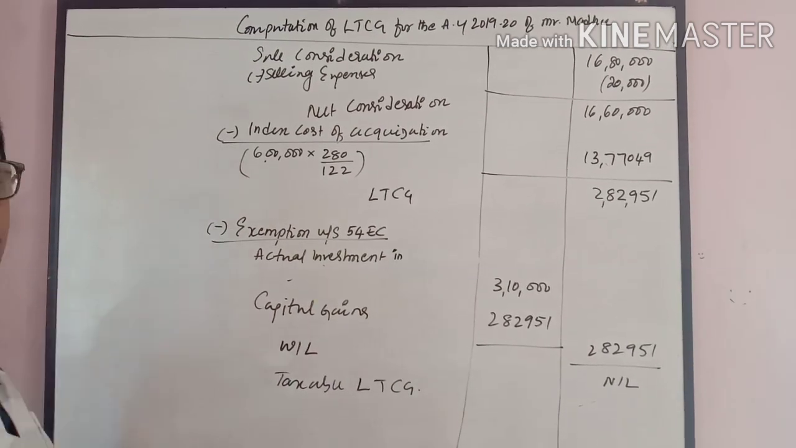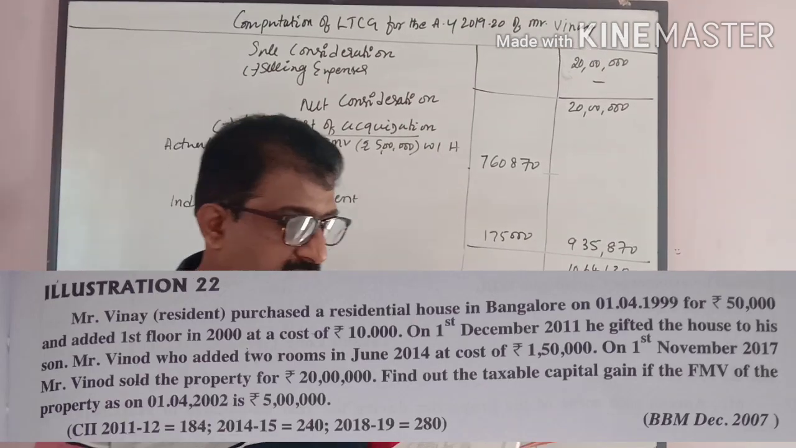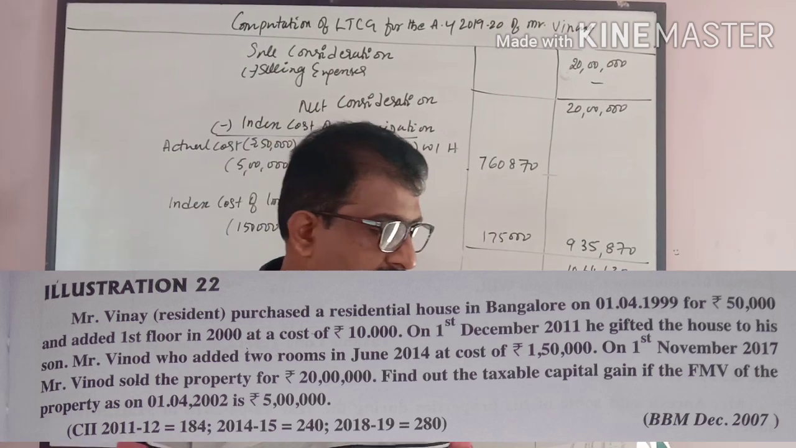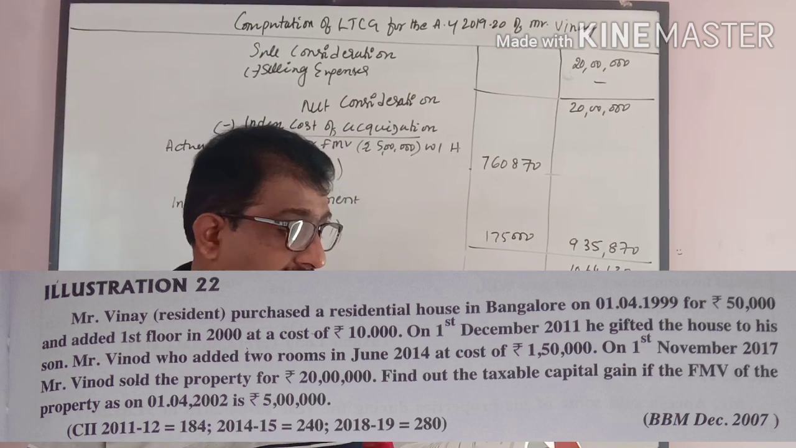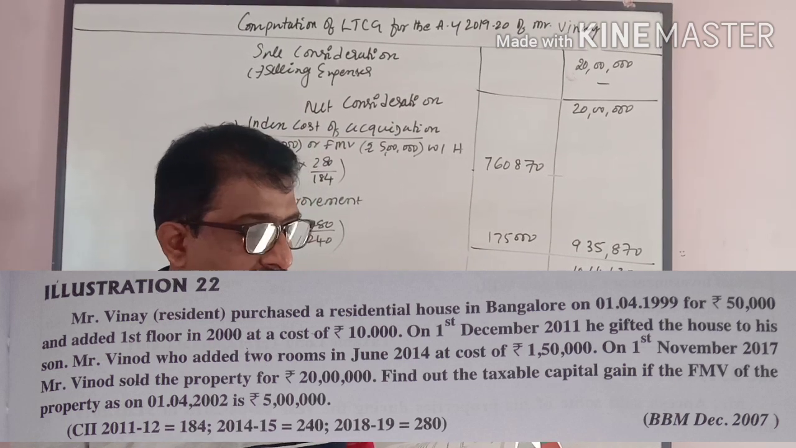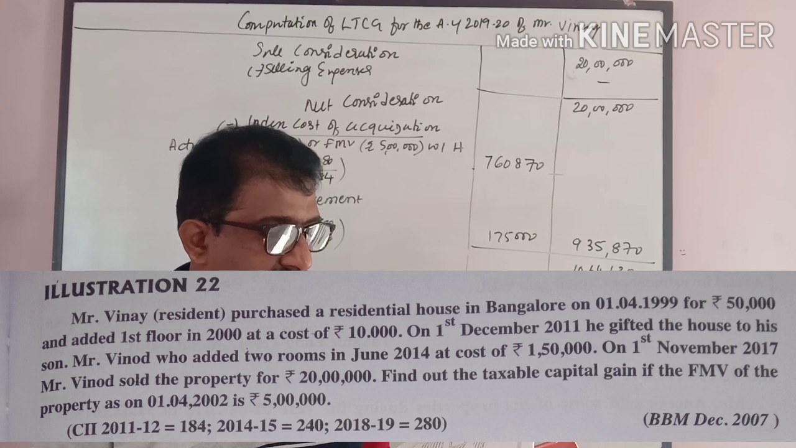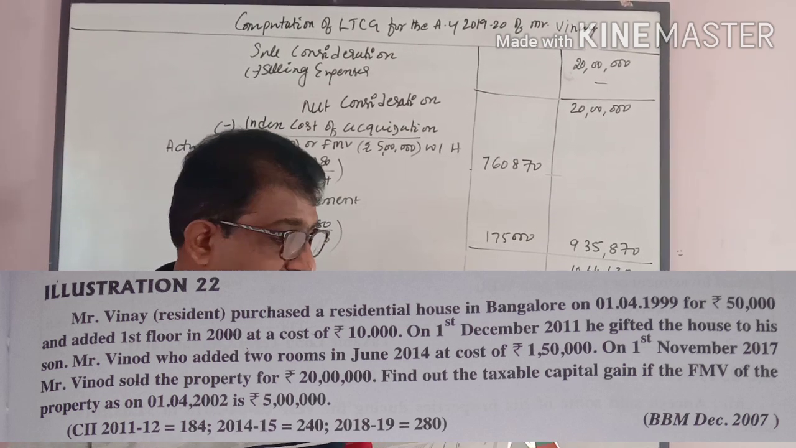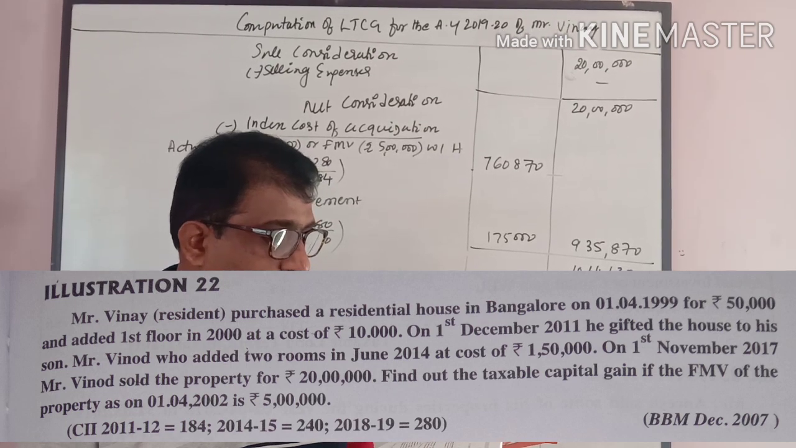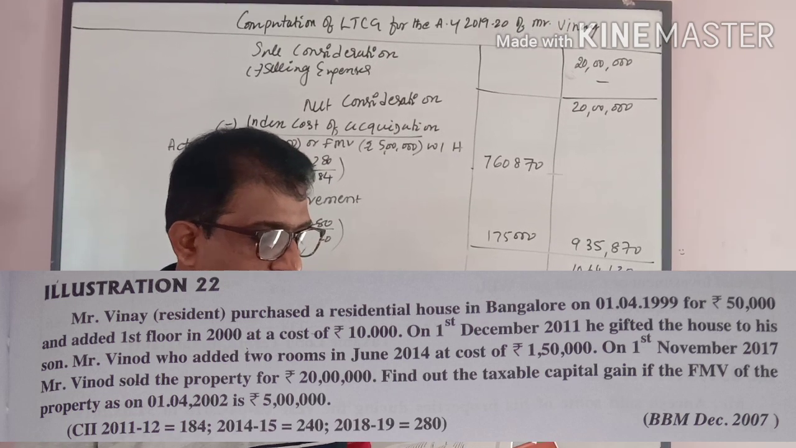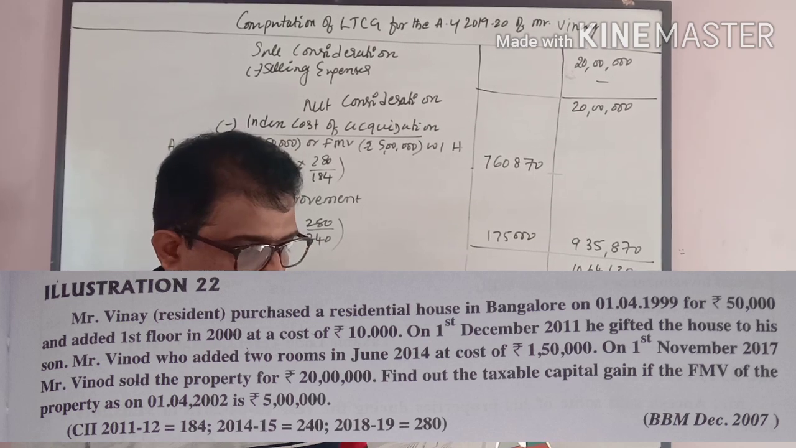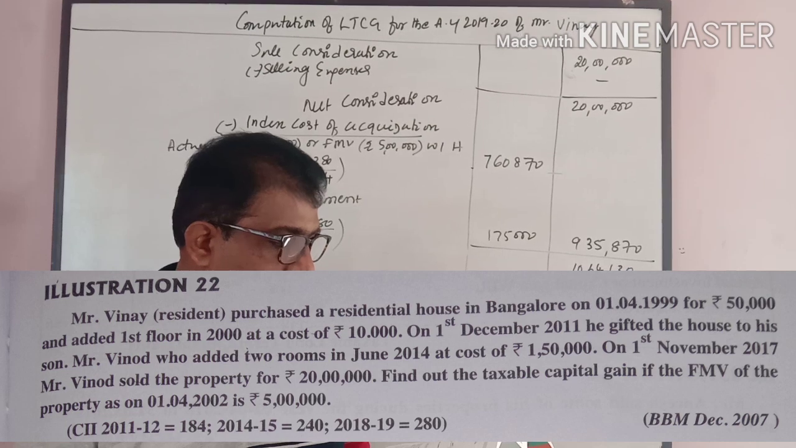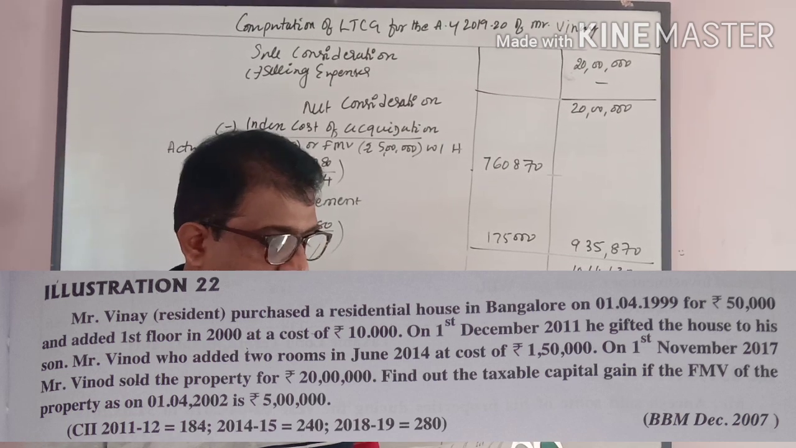Let me take one more problem. Mr. Vinay, resident, purchased a residential house in Bangalore in 1999 for rupees 50,000 and added a first floor in 2000 at a cost of 10,000. On 1st of December 2011, he gifted the house to his son Mr. Vinod, who added 2 rooms in June 2014 at a cost of 1,50,000. On 1st of November 2017, Mr. Vinod sold the property for 20 lakhs.